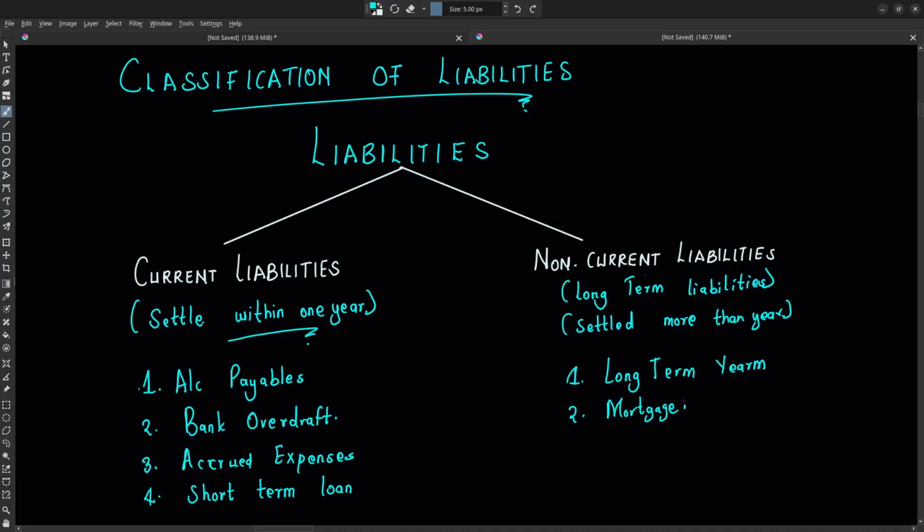So this is basically the classification of liabilities. When we are doing the statement of financial position, or rather the balance sheet, you should take note of this classification because we need to have the current liabilities and the non-current liabilities shown in that statement.